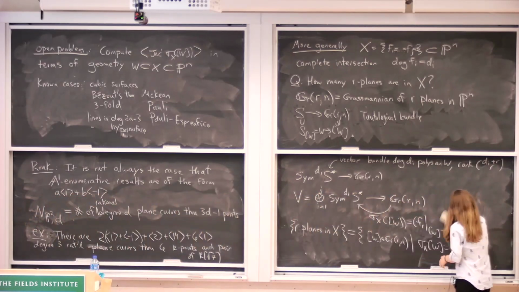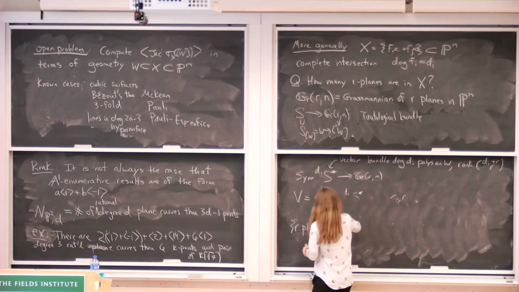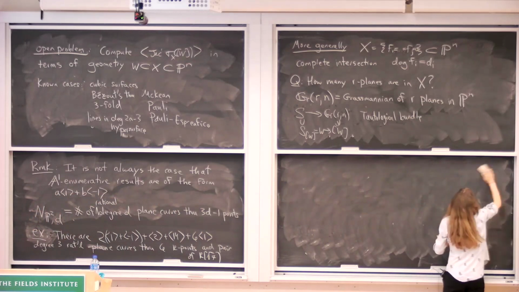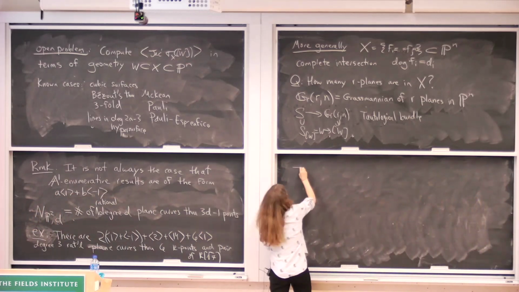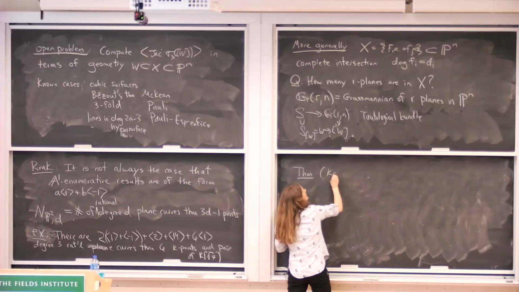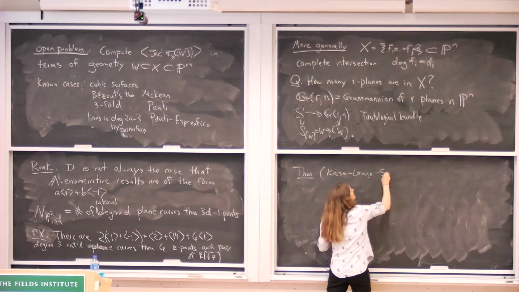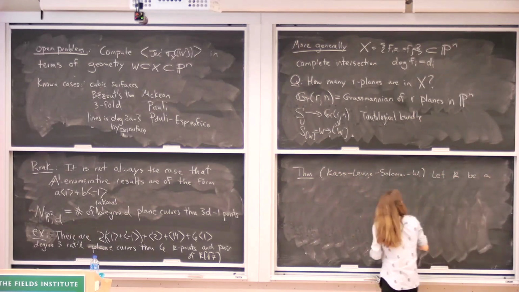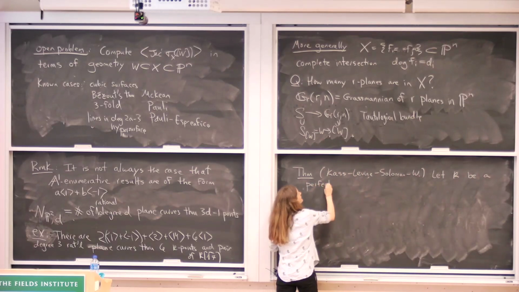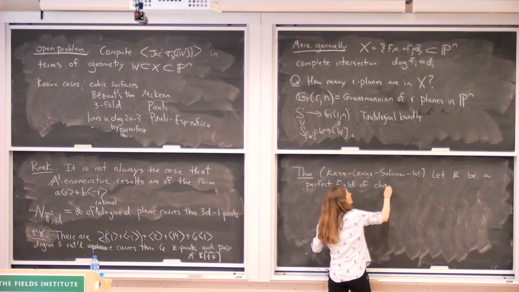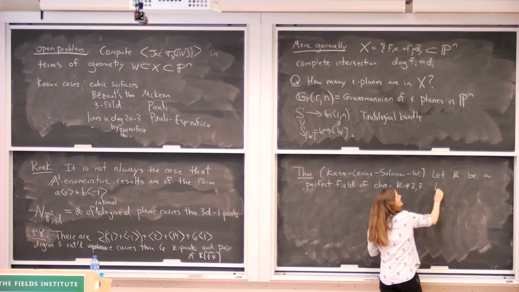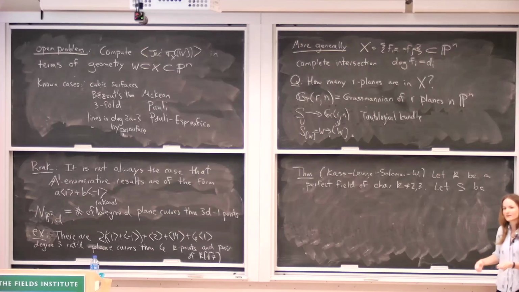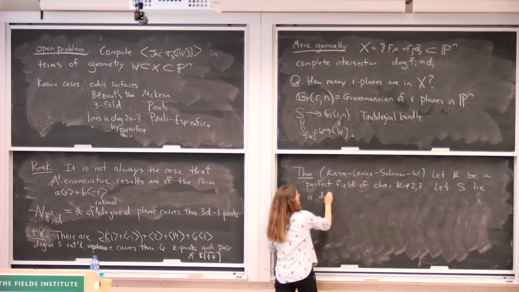We get an enriched count of rational curves on surfaces more generally. This is joint work with Jesse Cass, Mark Levine, and Jake Solomon. It works over any field, so let K be a perfect field of characteristic not 2 or 3, and let S be a del Pezzo surface, e.g. P2, cubic surfaces, blow-ups of P2 at at most 9 points, and their twists.